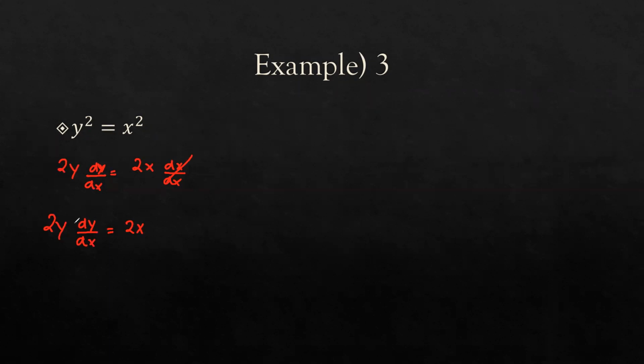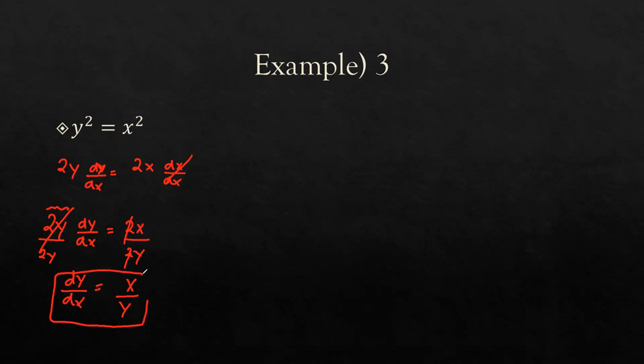So how do I get dy/dx by itself? I have to get rid of 2y. To do so, I'm going to divide both sides by 2y. This cancels, so you're left with dy/dx equals 2x over 2y, and the 2's cancel. So you're left with x over y. I'm going to box it because I'm going to substitute it when I need to. So this is dy/dx.